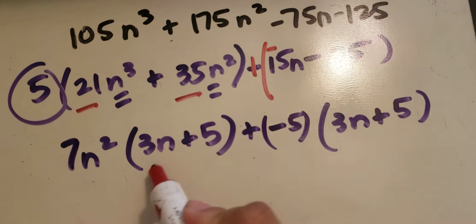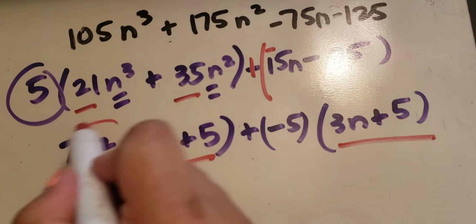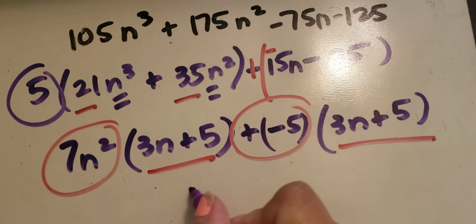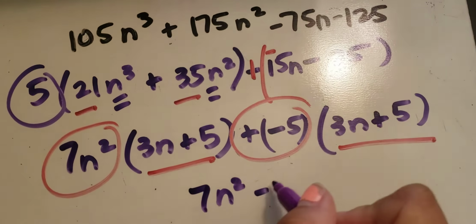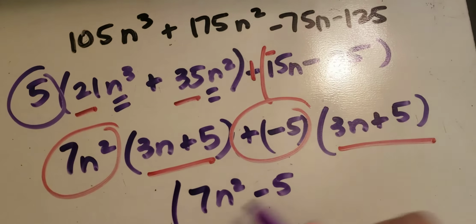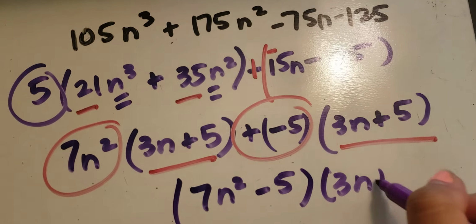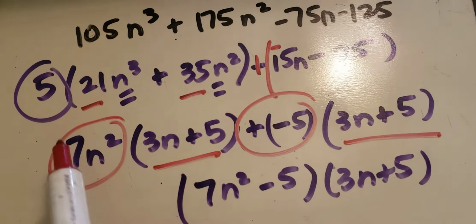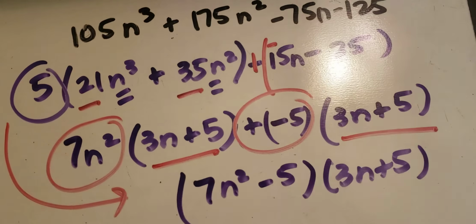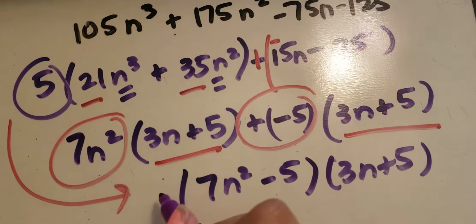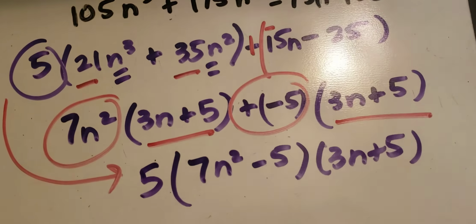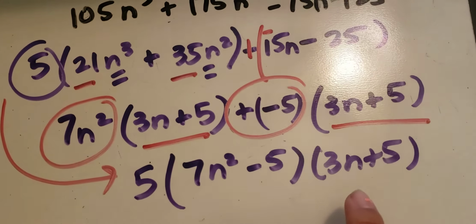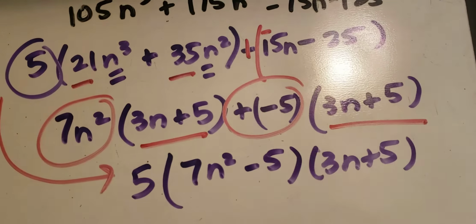So now that my parentheses are exactly the same, combine these into one parentheses. So now I should have 7n squared minus 5, because that's negative, and then 3n plus 5. And now, since I factored out the 5 at the very beginning, I'm going to bring it out here. So now I'm going to attach the 5, okay? And then my answer should be 5 times 7n squared minus 5 times 3n plus 5, okay?